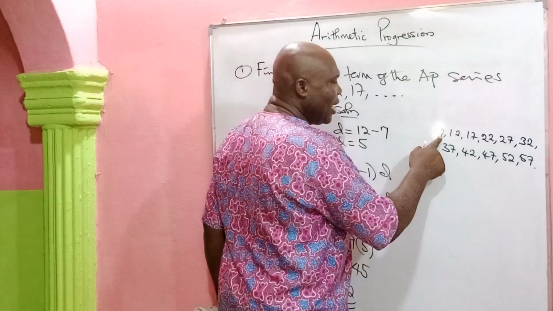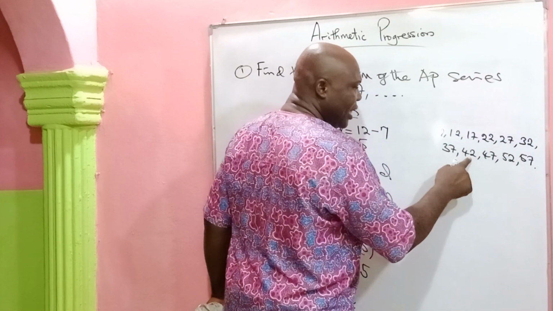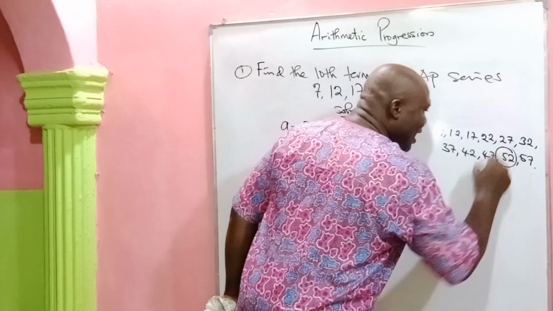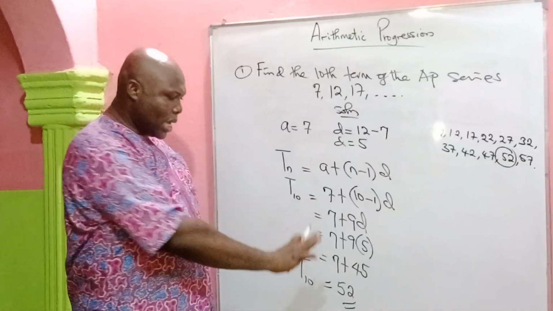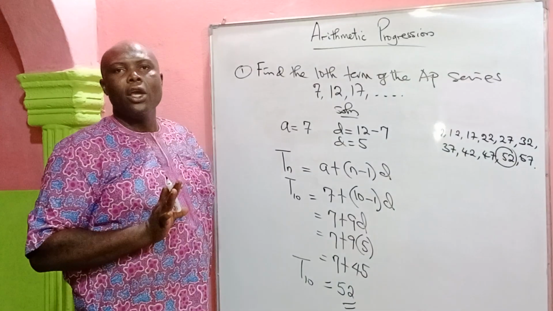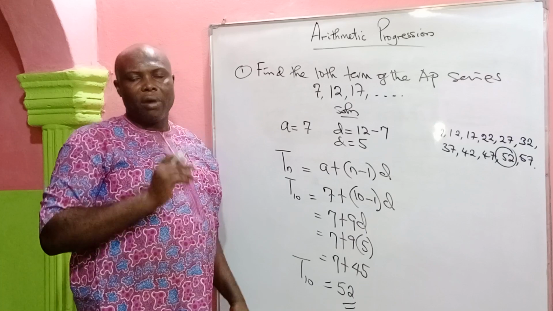So let's see what the 10th term should be. 1, that's the first term. The second term, the third term, the fourth term, the fifth, the sixth, the seventh, the eighth, the ninth, the 10th. So you see the 10th term gives you 52. So without listing out the terms of the AP, you can actually get it through the formula. You don't need to list it out. You just go straight to the formula and you get the nth term of that AP series.